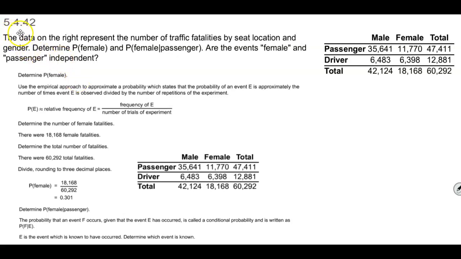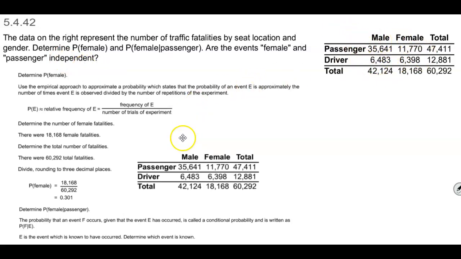In section 5.4.42, the data on the right represents the number of traffic fatalities by seat location and gender. We want to determine the probability of being a female and the probability of being a female provided a passenger has already been selected. So are the events female and passenger independent? So again, we're going to use this table here.